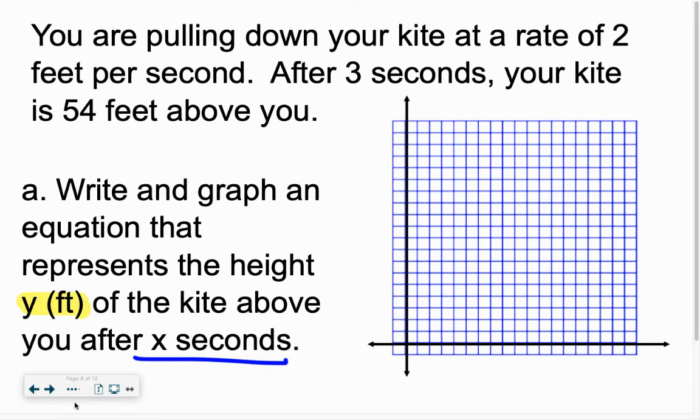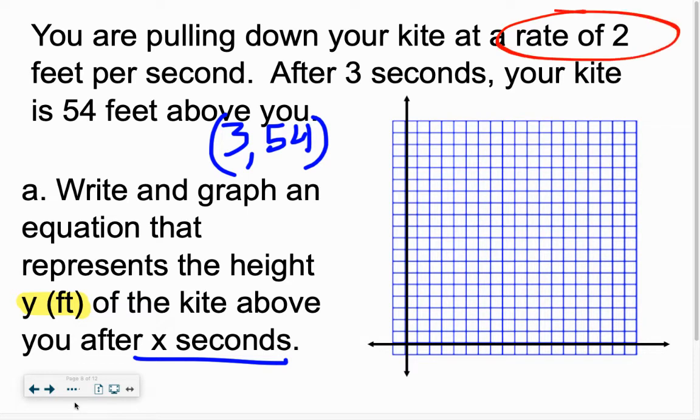Go back and see what they did. Notice they sneakily gave you a slope and a point. The point, they told you some sort of information. At 3 seconds, it's at 54 feet tall. That's your point. Go ahead and write that in so you can see that. Up here, they gave you a rate, the slope. What is the rate of change? That is your slope. So your m equals 2.